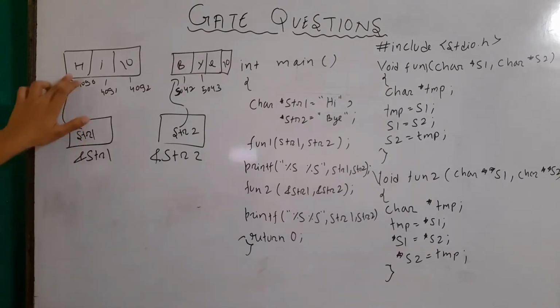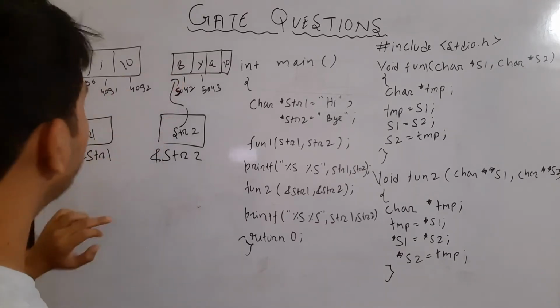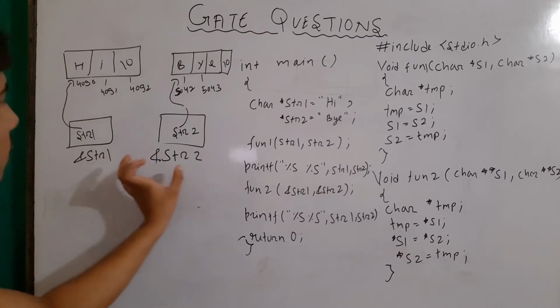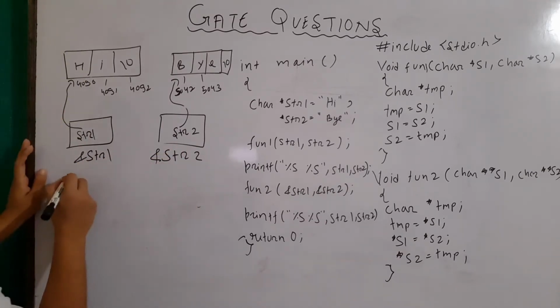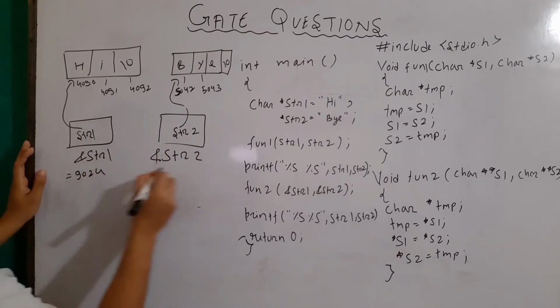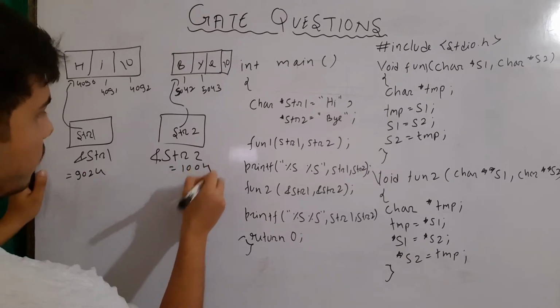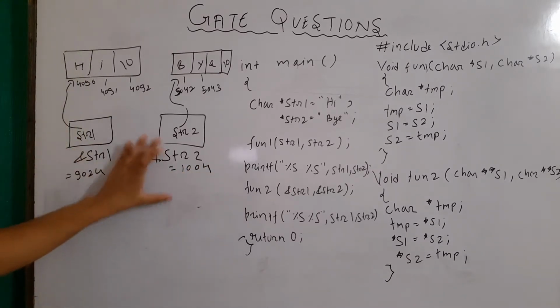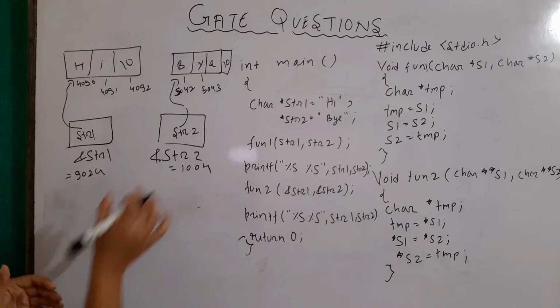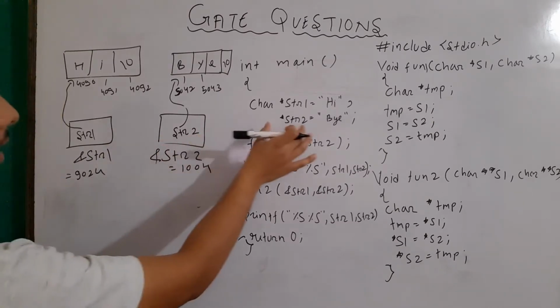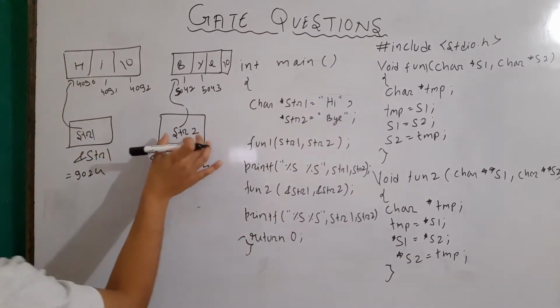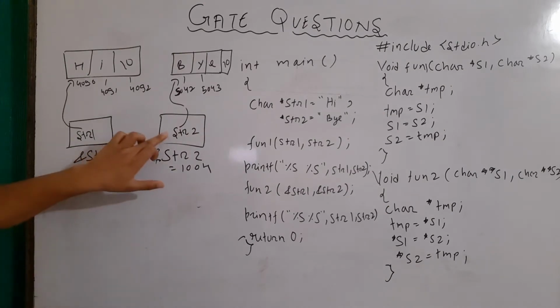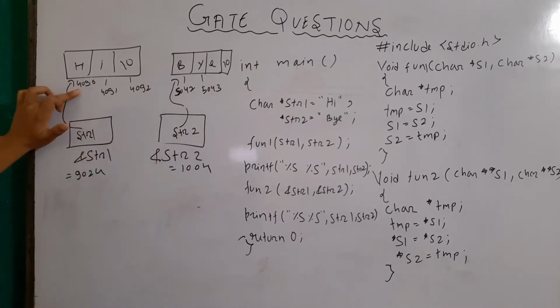Now str1 is pointing to this location, str2 is pointing to this location, and let's suppose the addresses of these pointer variables are 9024 and 1004. These are the addresses of these variables, and these are what they are holding. Since they are single pointers, they will be holding some addresses. So this is pointing to this location and this is pointing to this location.